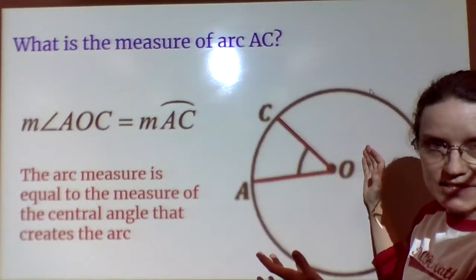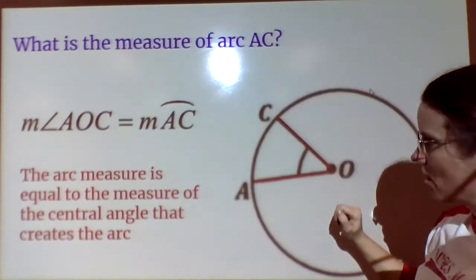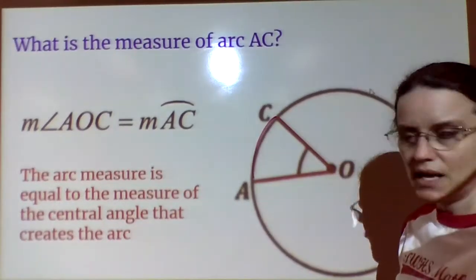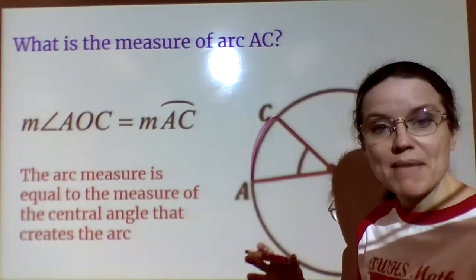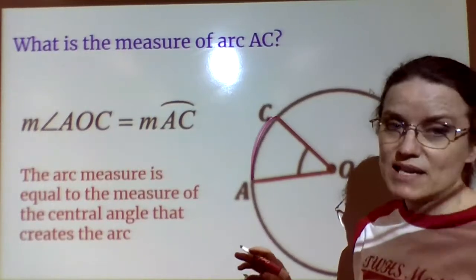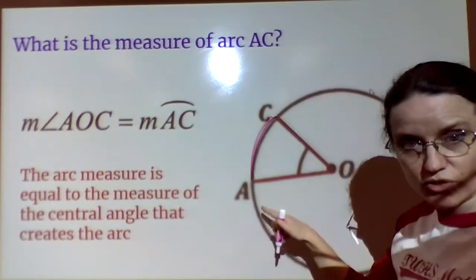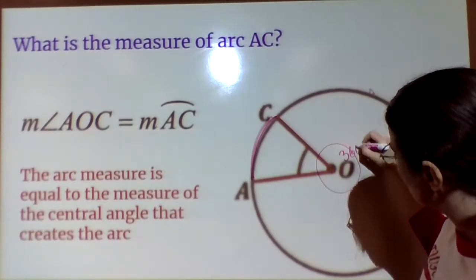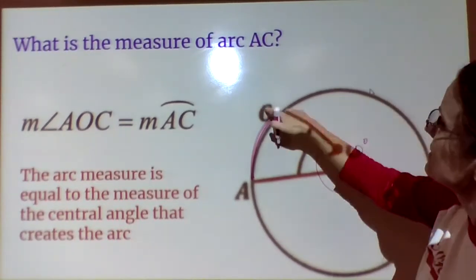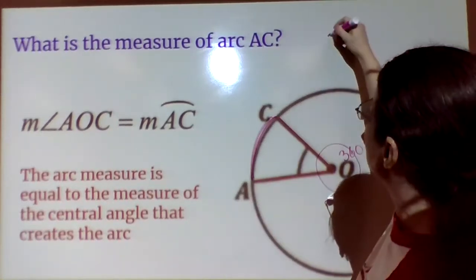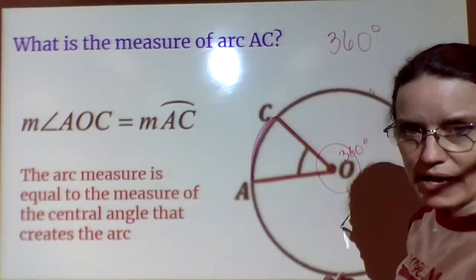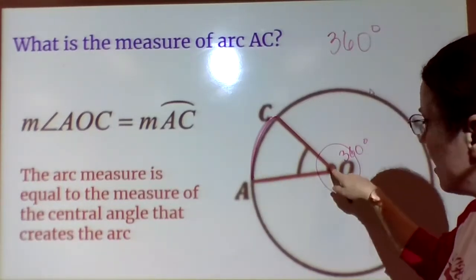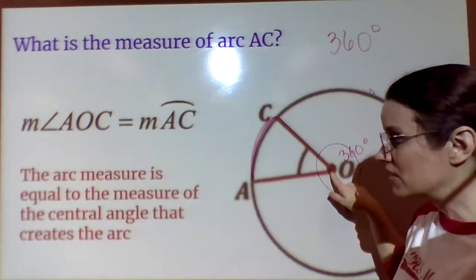So, here's an example. What is the measure of arc AC? So arc AC is going to be right here. And I want to know how we're going to measure that. And so what we do is we say, okay, that's a piece of this whole circle. And all these angles here in the middle add up to 360 degrees. And so we're going to say that the whole circle has 360 degrees on it as well. And so each arc is going to match the measure of the central angle that includes it.